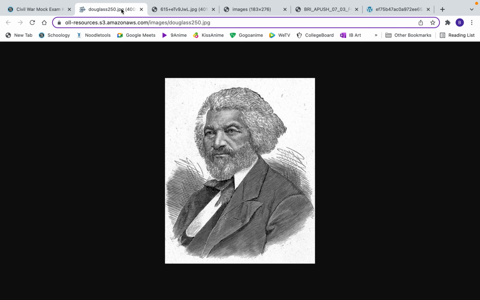So then we have the political abolitionists who wanted to legally change the laws. So they went through the political side of things. They tried to get people in the government to oppose slavery and change the laws to end slavery.